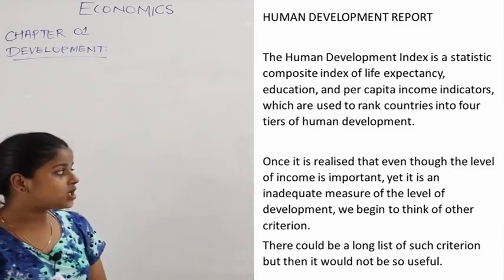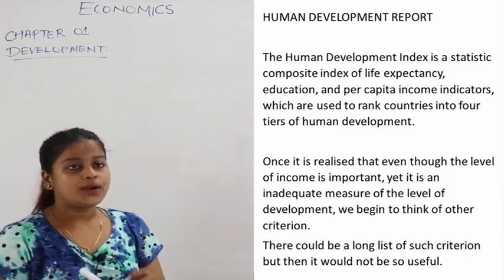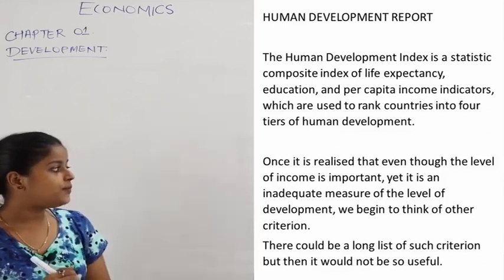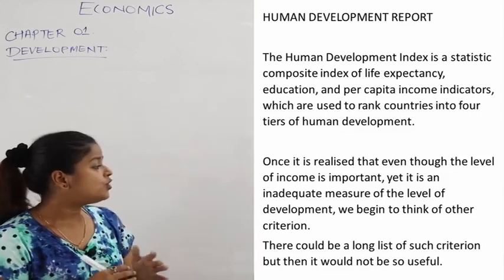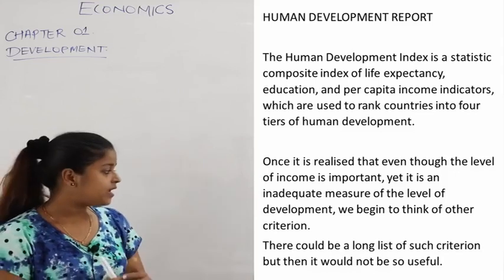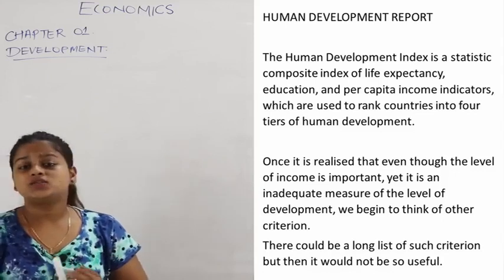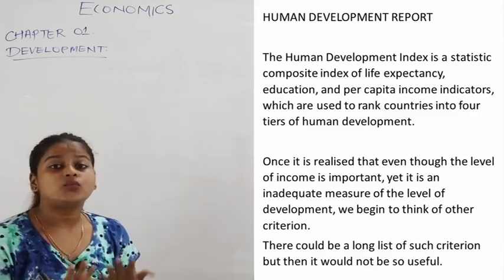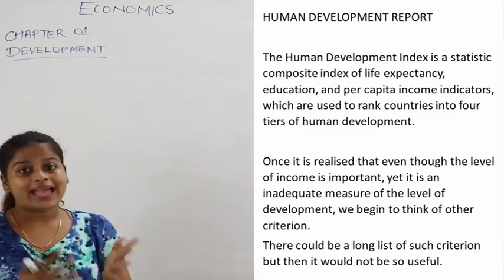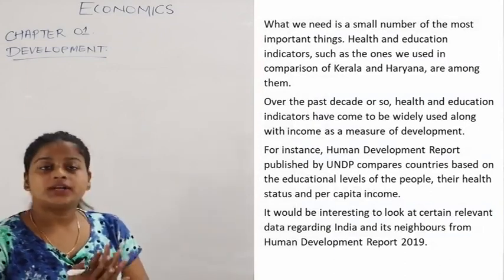Once it is realized that even though the level of income is important, it is an inadequate measure of the level of development, we begin to think of other criteria. We take other criteria into consideration. There could be a long list of such criteria, but then it would not be so useful. What we need is a small number of the most important things.